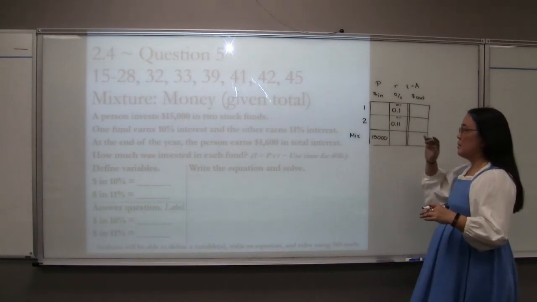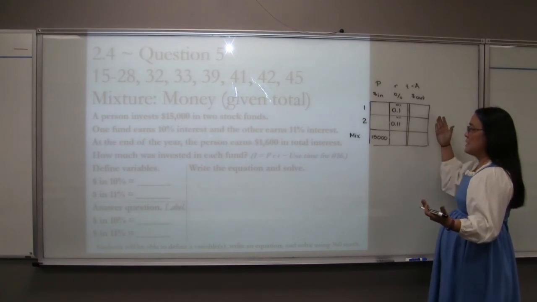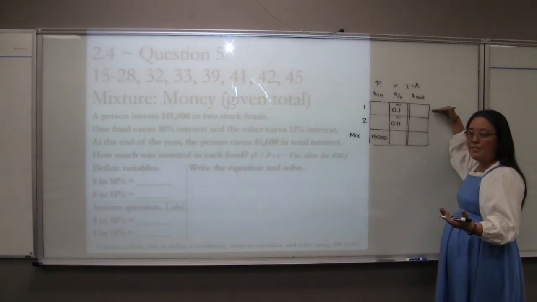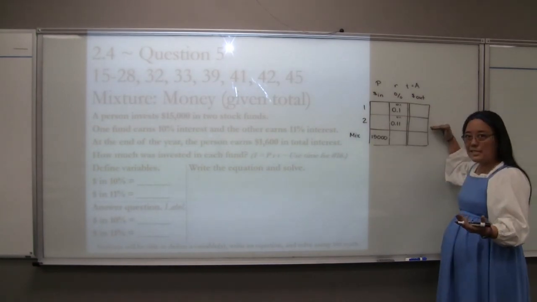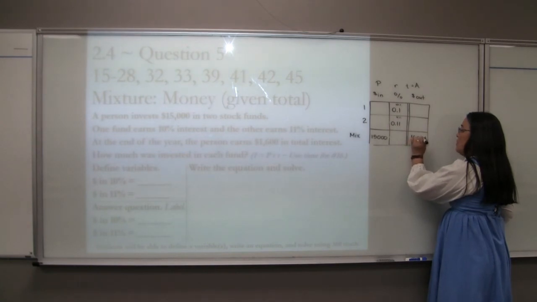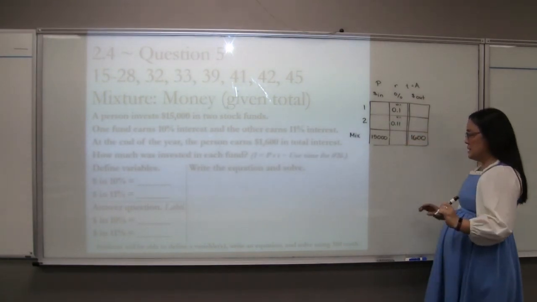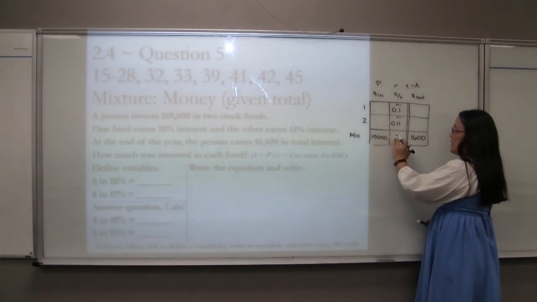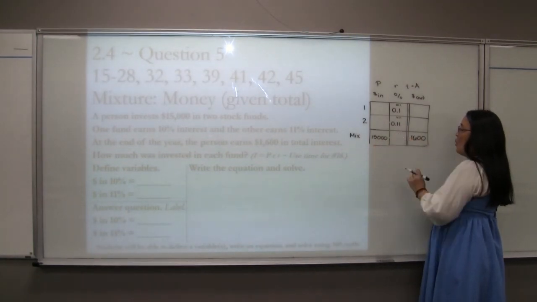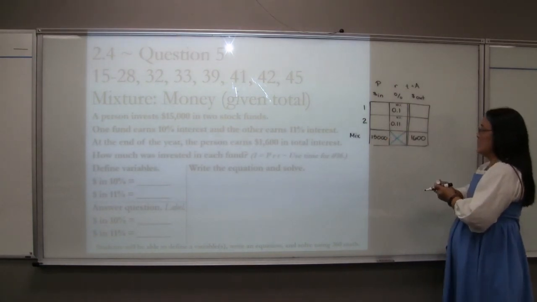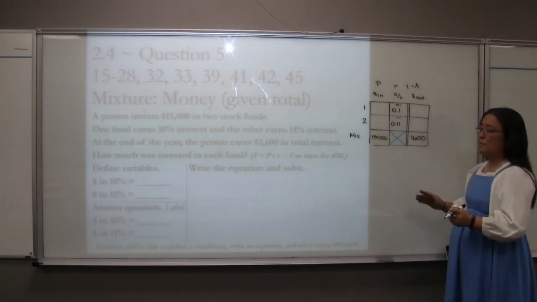At the end of the year, the person earns $1,600 in total interest. Not $1,600 from investment one, not $1,600 from investment two. It is $1,600 of mixed up money. Now this is an interesting problem because normally you take this times this to equal that. This box is blank and we don't actually use it at all, because this is where our equation is going to be.